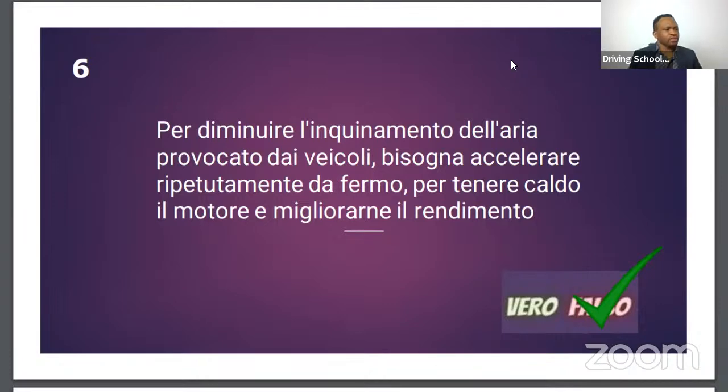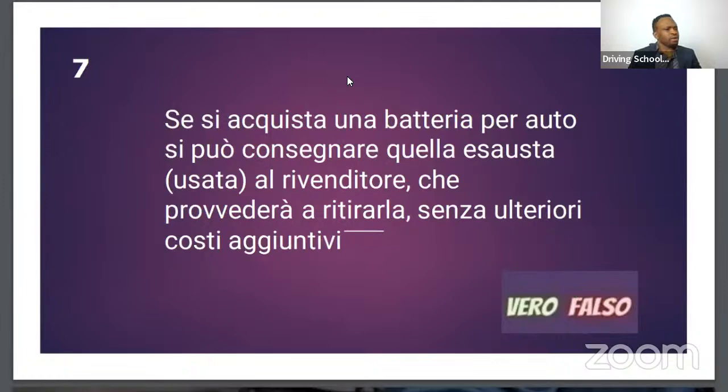Okay, thank you for that. Number six, we said is FASO. Number seven said, se si acquista una batteria per auto, si può consegnare quella esausta, which is usata, in bracket, al rivenditore che provvederà a ritirarla senza ulteriori costi aggiuntivi.